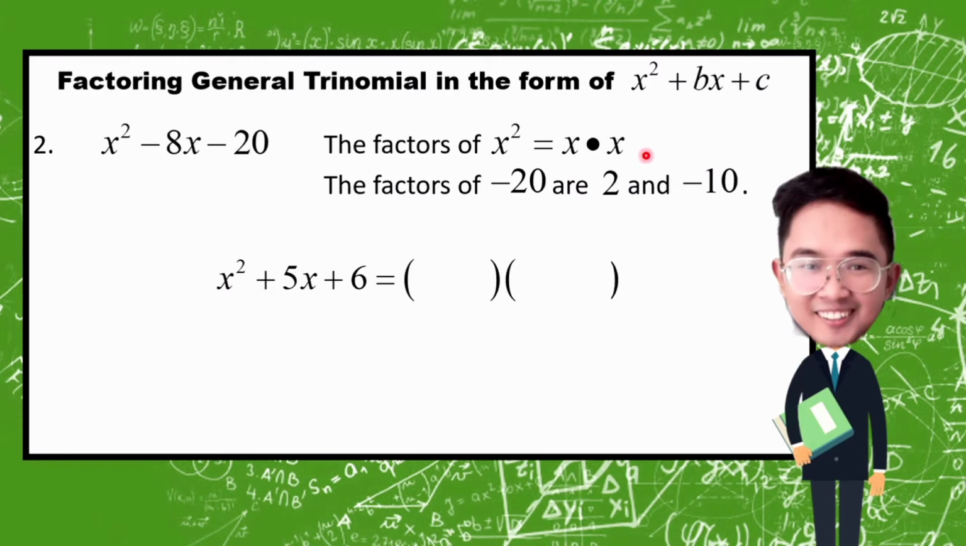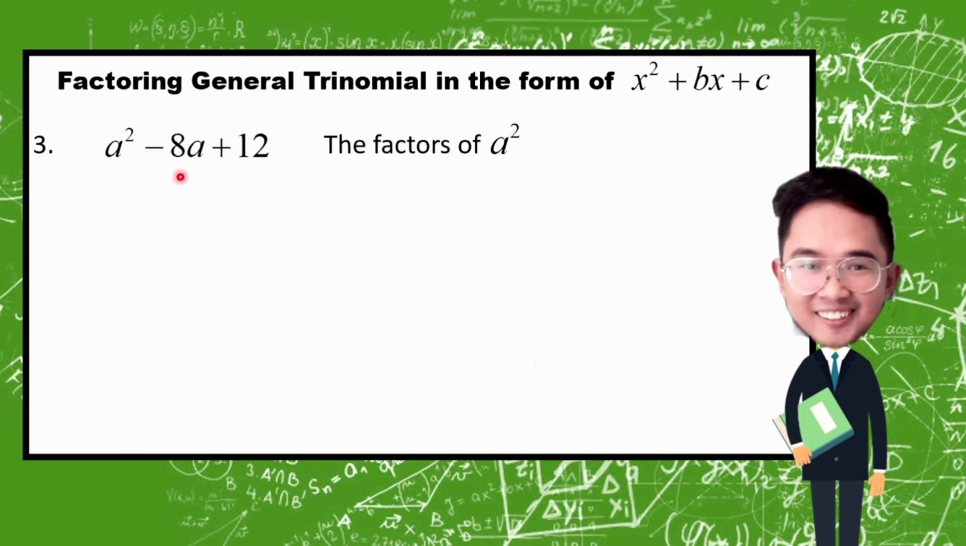Now let's input the factors of the first term, which is x, and input the factors of negative 20, which are 2 and negative 10. Therefore, the final answer will be x squared minus 8x minus 20 is equal to the quantity of x plus 2 multiplied by x minus 10. For the last item, let's have a squared minus 8a plus 12. The factors of a squared are a multiplied by a. Afterwards, we need to list the factors of positive 12.